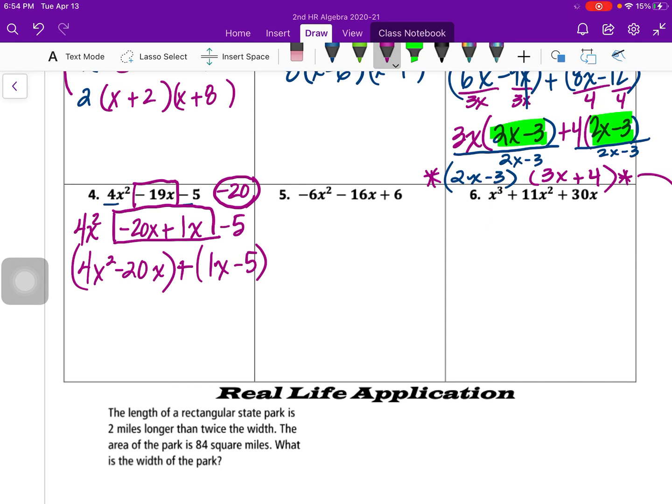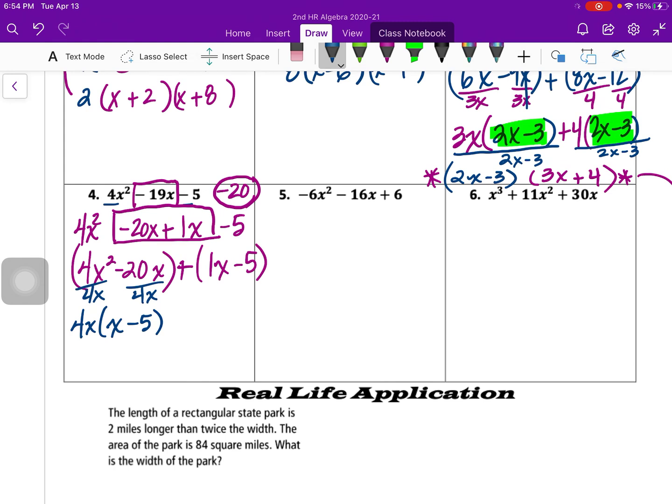Greatest common factor of the first set of parentheses looks like 4x. So I'm going to factor out a 4x here, and I'm going to factor out a 4x here. Don't throw it away. Okay, so when you factor that out, 4 divided by 4 is 1, x squared divided by x is x. Negative 20 divided by 4 is negative 5.